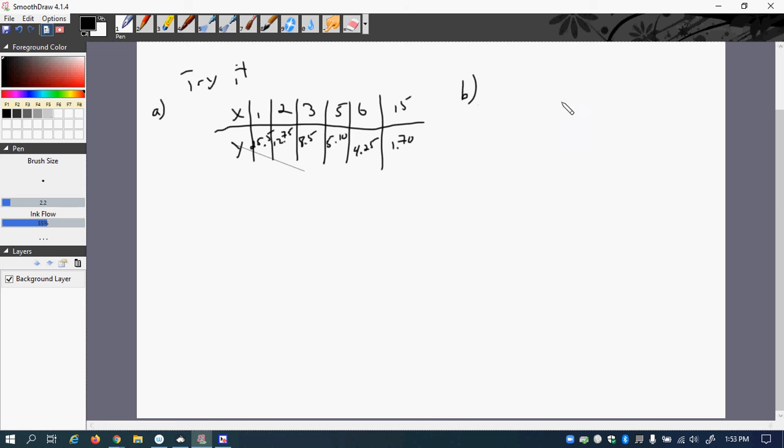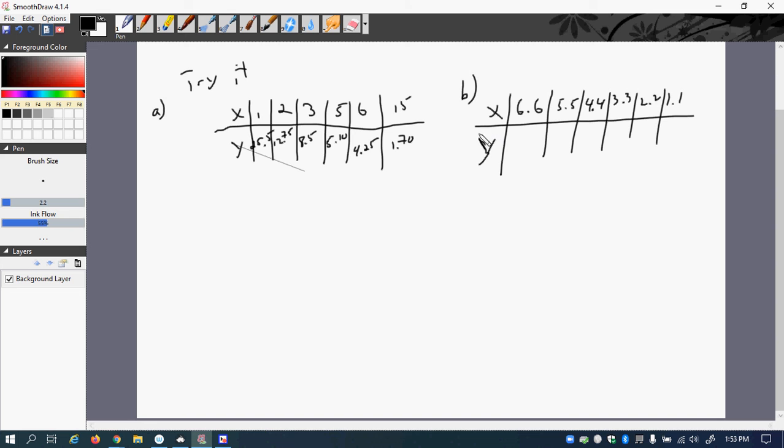And then here's the second one. I think I'll make the table bigger this time because I did scrunch all those numbers in. Sorry about that. So this is my Y. So we have 6.6, 5.5, 4.4, 3.3, 2.2, and 1.1. And then we have 3, 5, 7, 9, 11, and 13. And again, determine if each table of values represents an inverse variation. And make sure you turn that in.